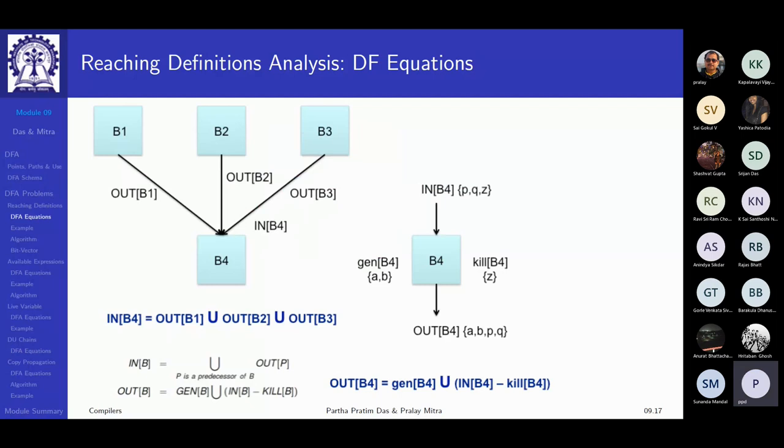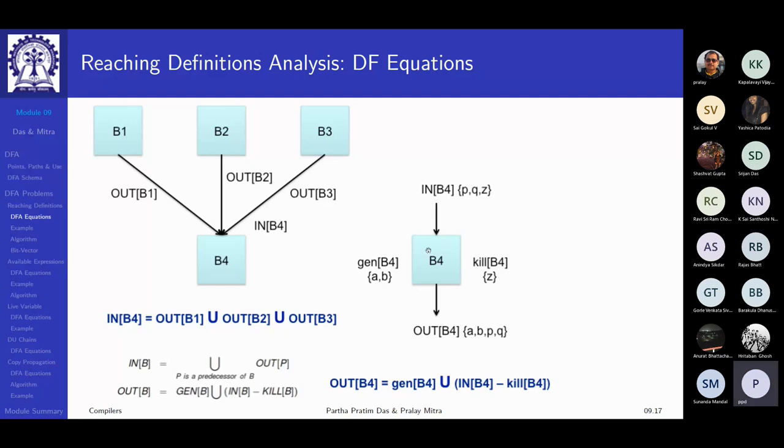Now for the confluence, let's consider that I have a basic block B4, where the flow is coming in from B1, B2, and B3. So naturally, each one of them will have an outset: out B1, out B2, out B3. So in B4 will be the union of out B1, out B2, and out B3. That is what the first equation says. In B4 is out B1 union out B2 union out B3.